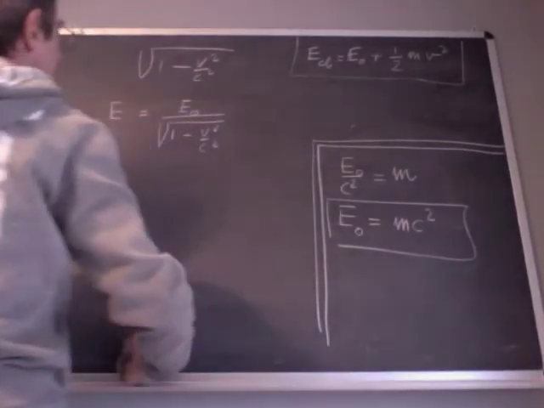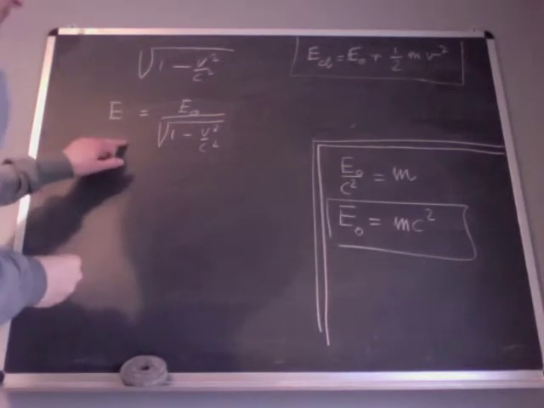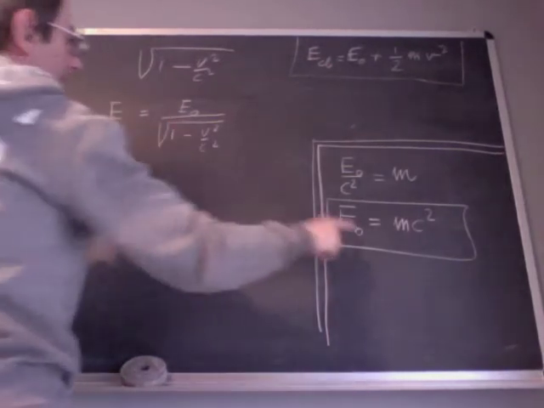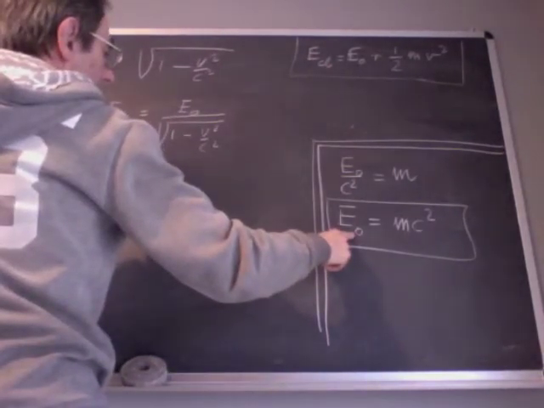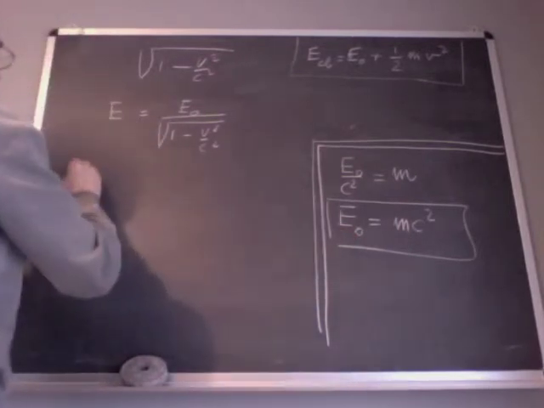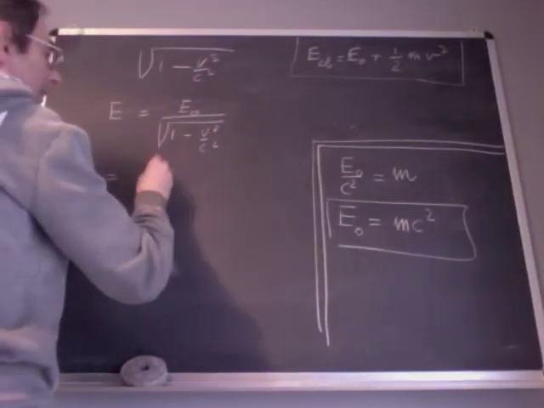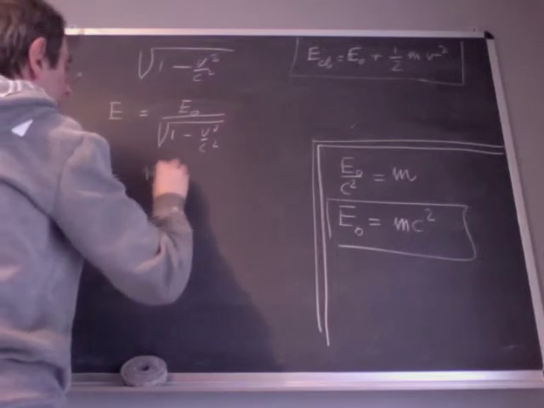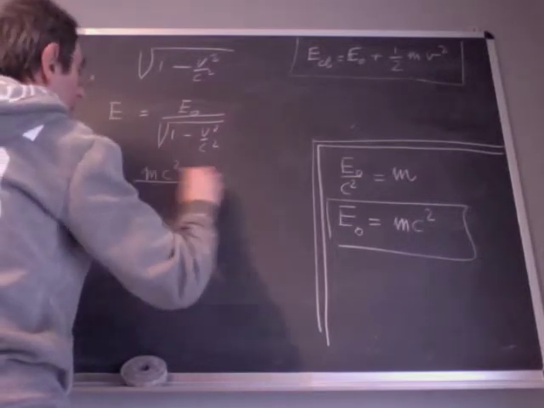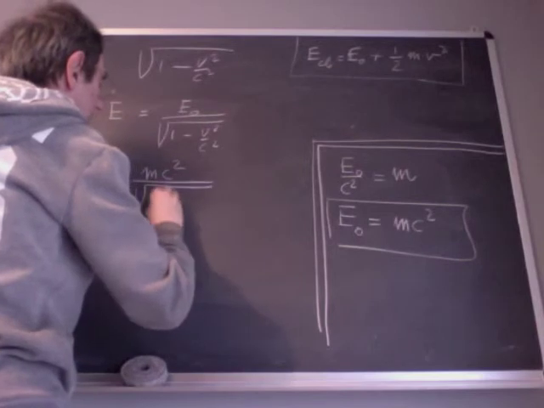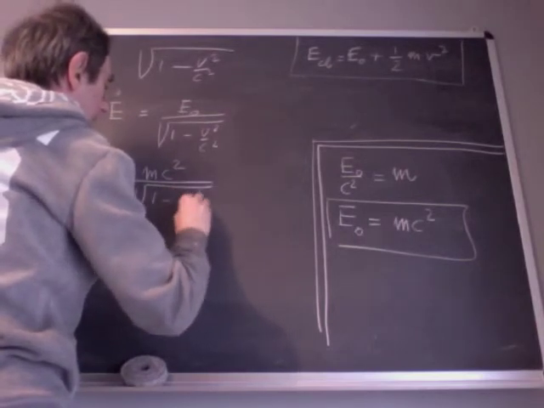Let's go back to this. If I substitute to the energy this expression here, I've got that energy is equal to mc square over the square root of 1 minus v square over c square.